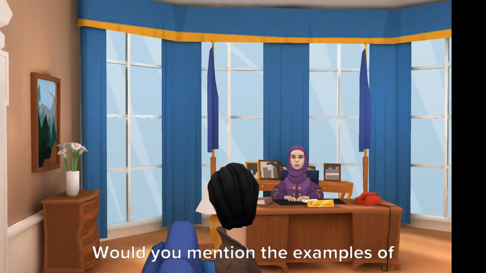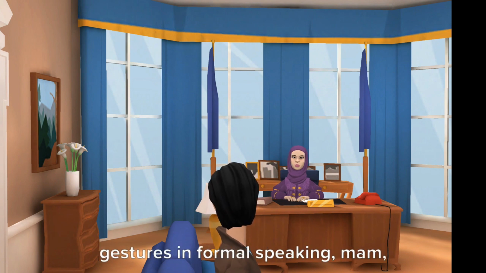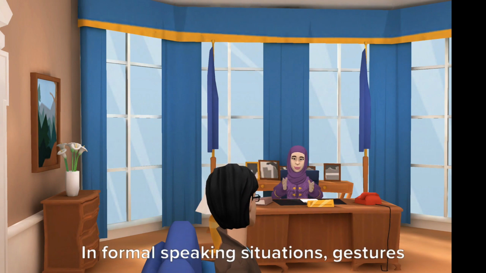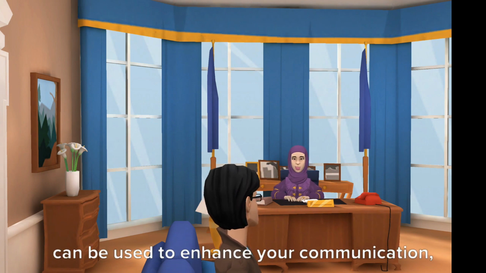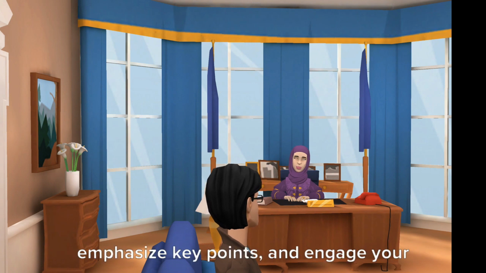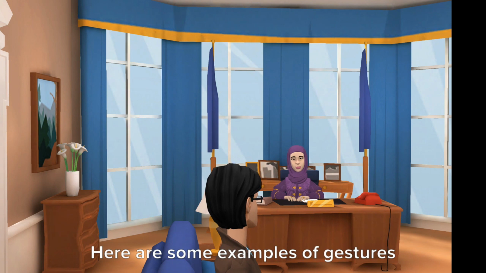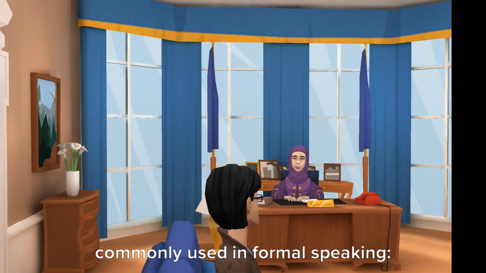Would you mention the examples of gestures in formal speaking, ma'am, please? In formal speaking situations, gestures can be used to enhance your communication, emphasize key points, and engage your audience. Here are some examples of gestures commonly used in formal speaking.